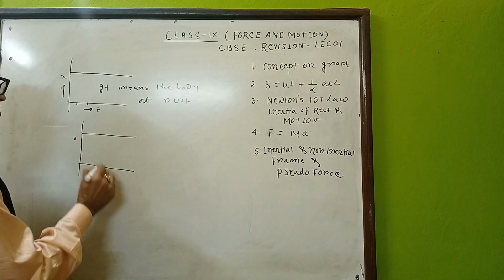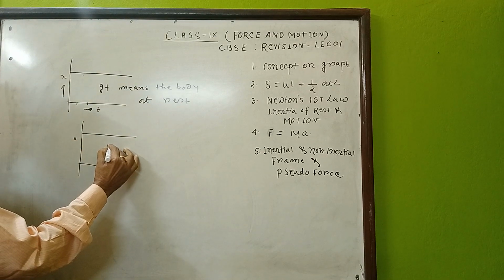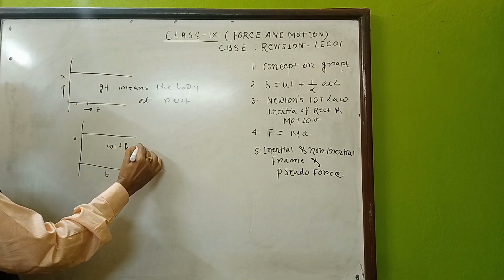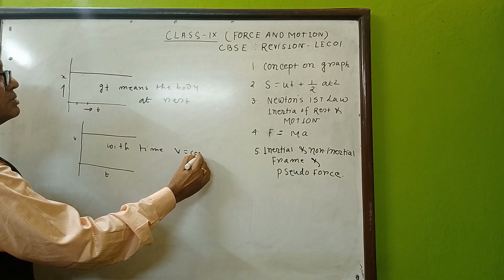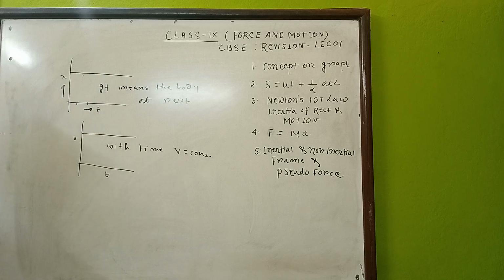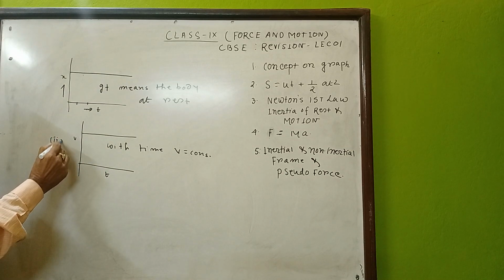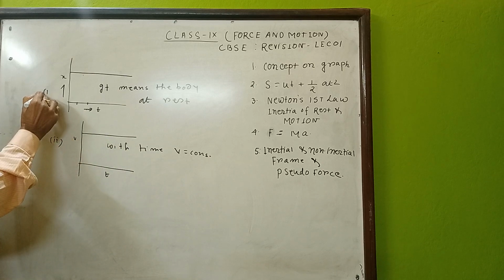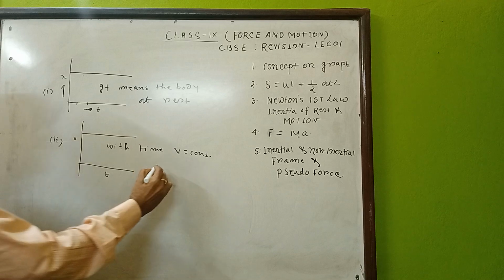This means with time velocity does not change, velocity constant. This is graph number 2. Velocity constant. If the displacement is 0, then the body is at rest. Now this is the graph.